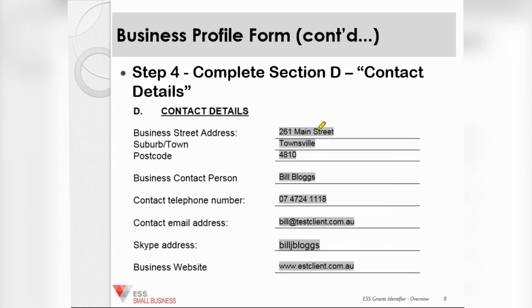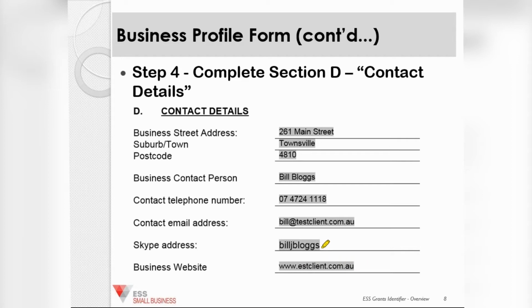This next section is looking at the location of the business. We've selected an address in Townsville. Please make sure the postcode's included, the contact person, your telephone number, contact email address. If you have a Skype address, please include it, and your business website. If you have one, please give us the details. The website will allow us to do a bit more research on your organisation.